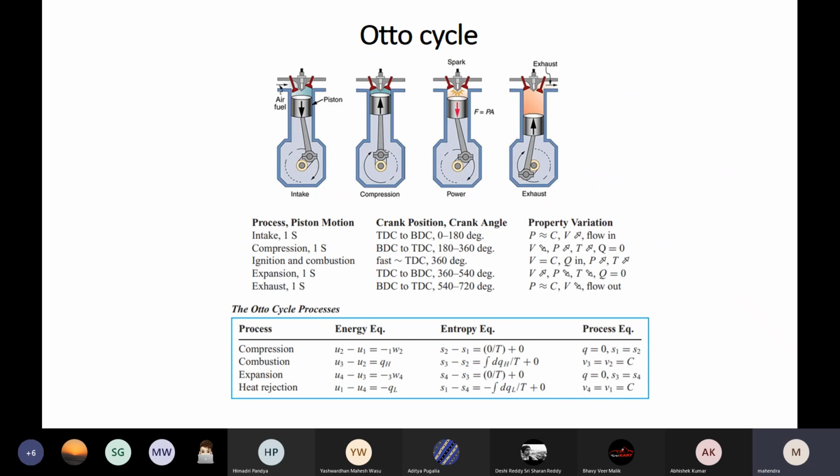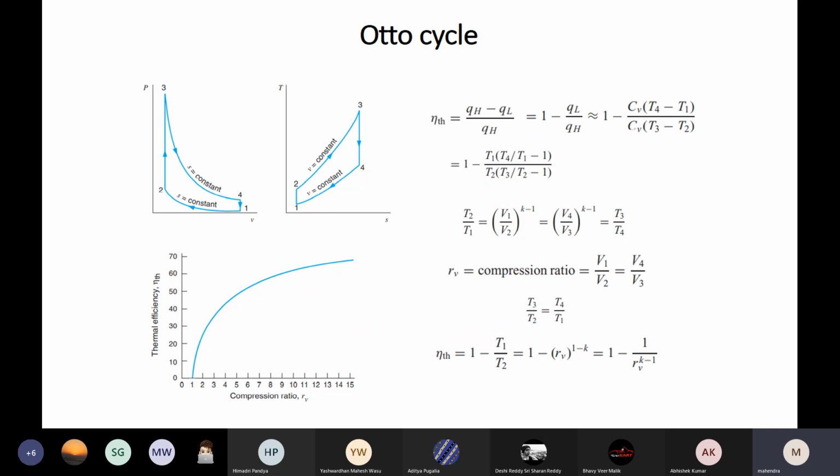For each case, this table over here, we are writing for all four processes: compression, combustion, expansion, heat rejection. So you can apply your energy equation as well as entropy equation, and you can understand the result. And then what is the efficiency? Obviously, net work by heat supply. So based upon the process, what is the heat supply over here? Constant volume heat addition, that's what Cv.